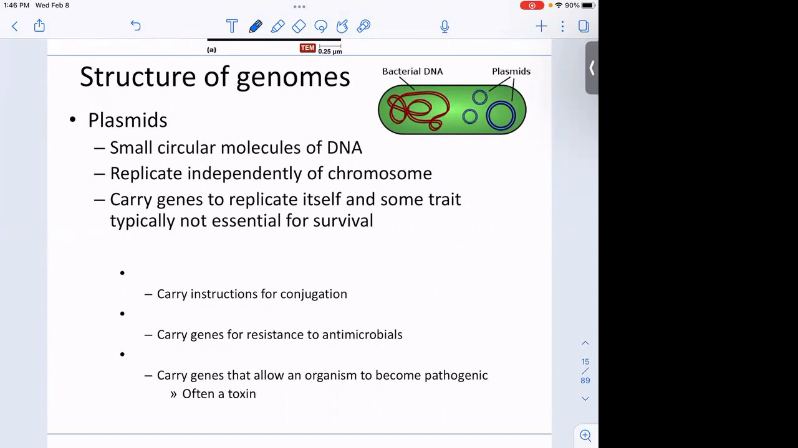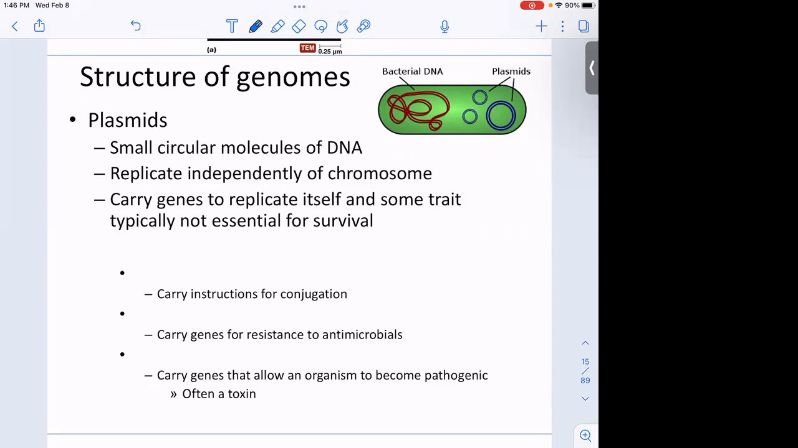I was looking this up a little before lecture, and it turns out that there are plasmids in eukaryotes as well, plants and fungi especially. They have something comparable to plasmids, but we think about this as more of a prokaryotic thing. They replicate independently of the chromosome.